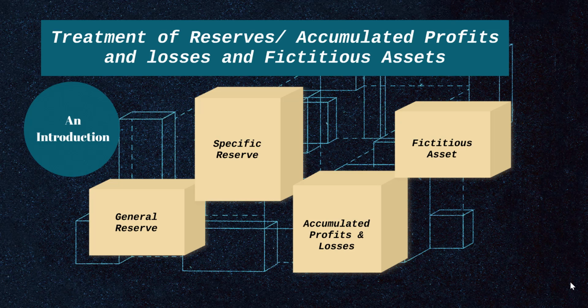Now, in this introductory video, we will understand the meaning of the term general reserve, meaning of the term specific reserve, meaning of accumulated profits and losses, and how to distinguish whether it's an accumulated profit or an accumulated loss, and finally what the meaning of fictitious asset is. So let's go into that. We'll begin with general reserve.